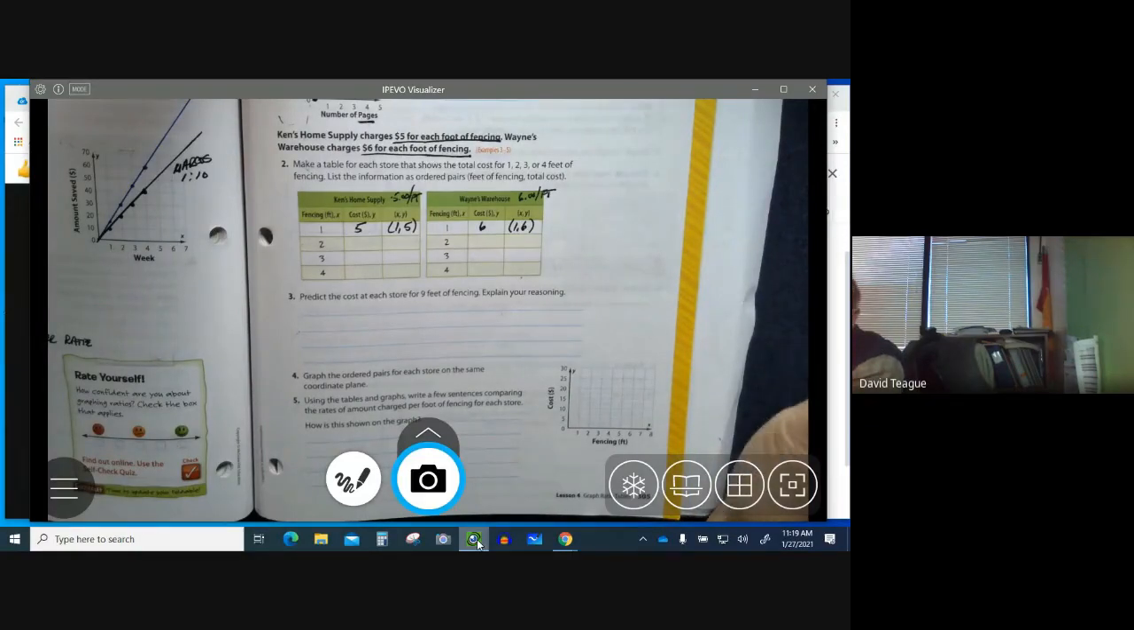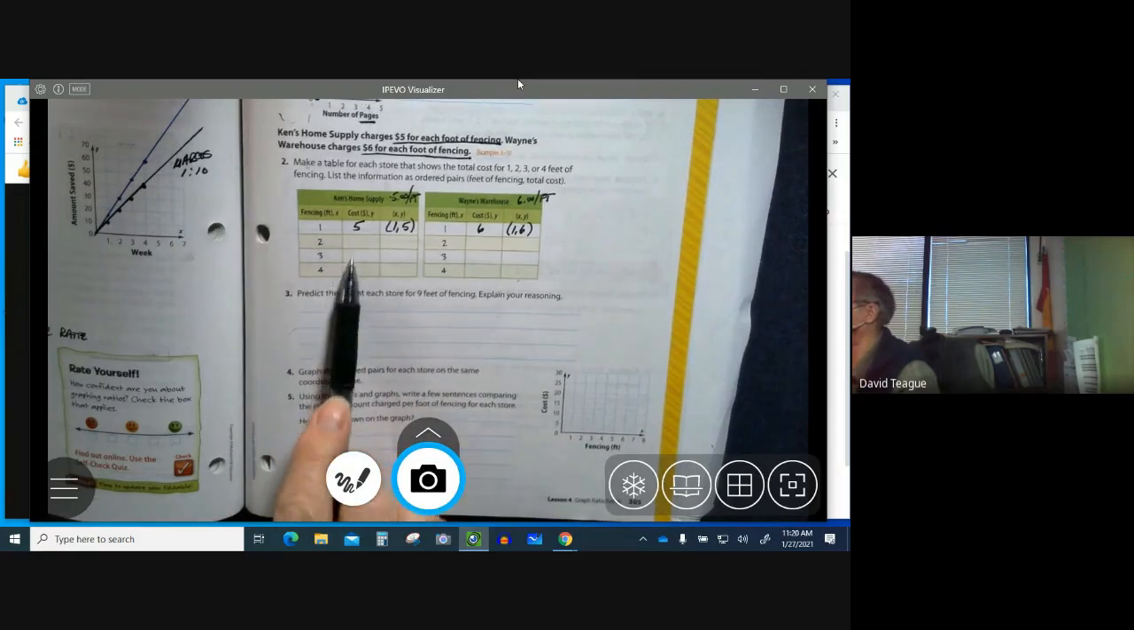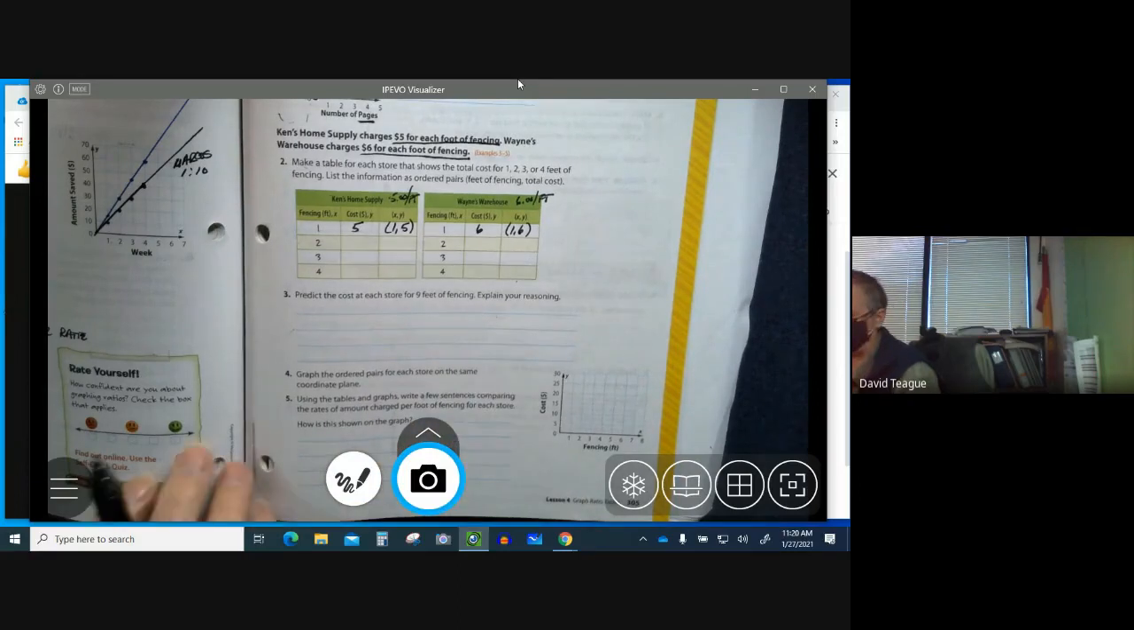Hey, Google, set a timer for 3 minutes. Sure, 3 minutes. Starting now. Okay, I need you to finish the ratio tables. So calculate the cost, calculate, and then create the ordered pair.